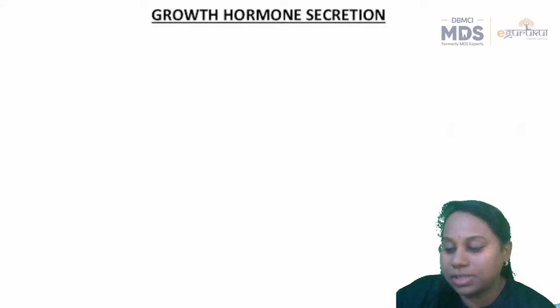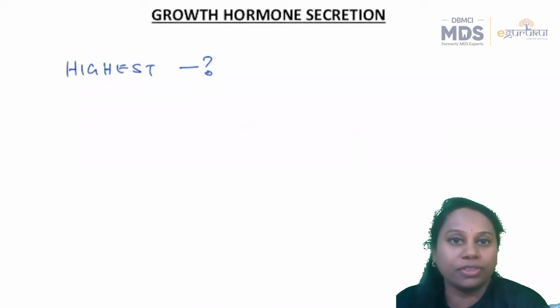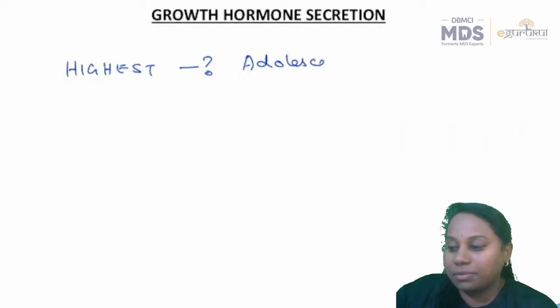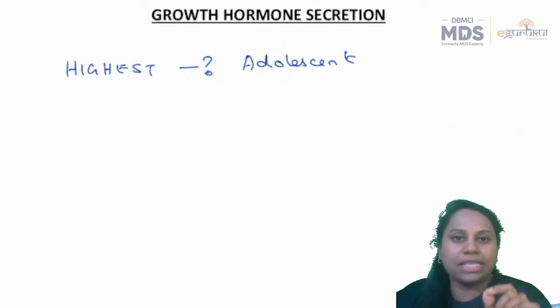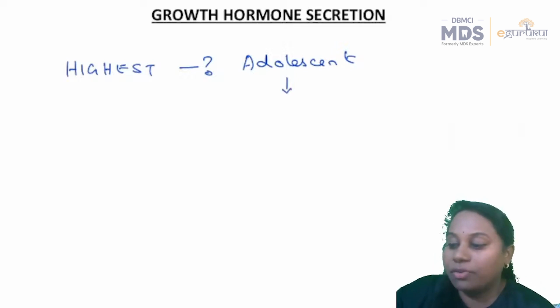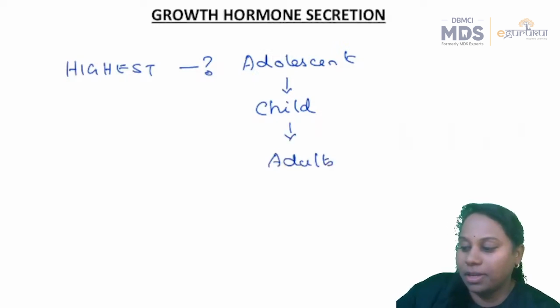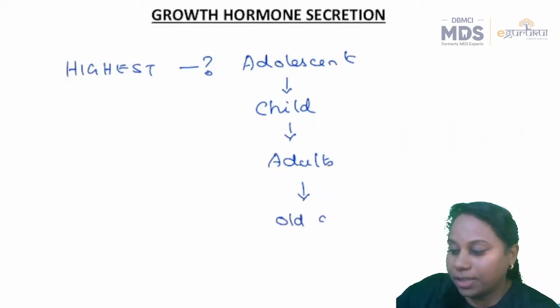Growth hormone secretion. Growth hormone secretion is highest during which part of life? Adolescent, because pubertal growth is very fast. So in adolescence you can see the highest levels of growth hormone, followed by children, followed by adults, and growth hormone secretion begins to decrease during old age.